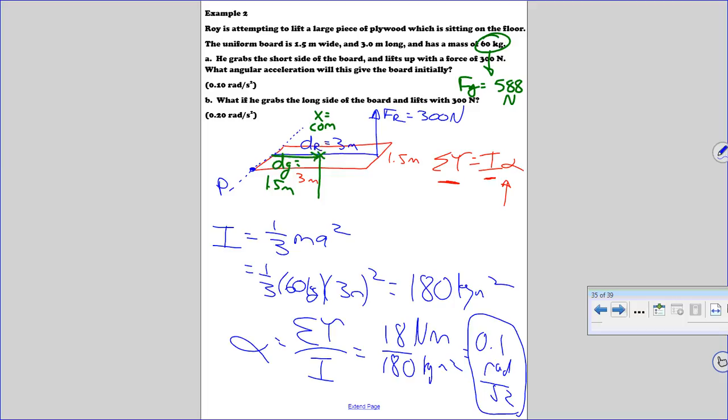Now, assuming that he continues pushing straight up, is that torque going to be constant? Is that acceleration going to be constant? No, because as it tips, your force is no longer at 90 degrees. That's why I wrote, what angular acceleration will it give the board initially? That acceleration is going to change, even if he rotates his force, because gravity will always be straight down. It gets ugly there, but I haven't seen any like that, thankfully.